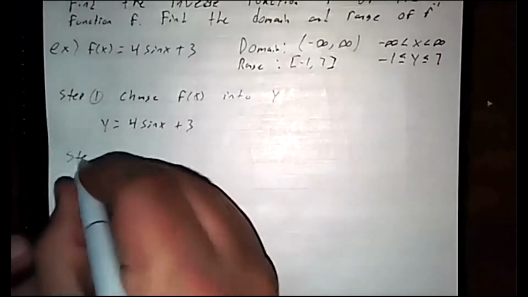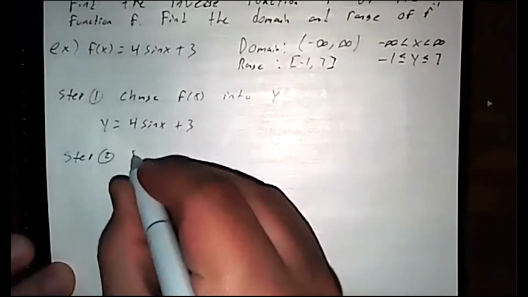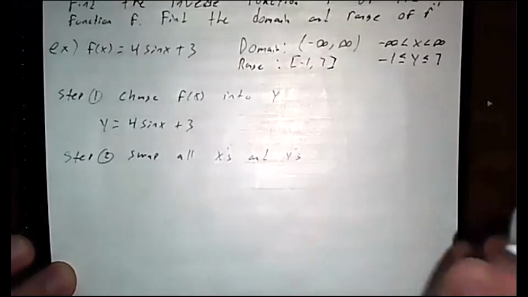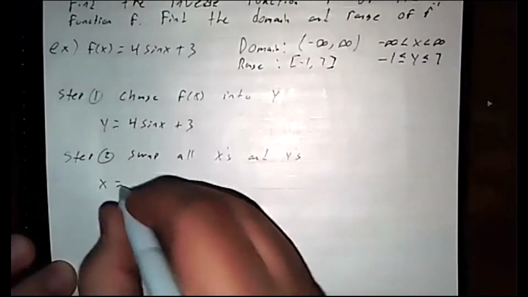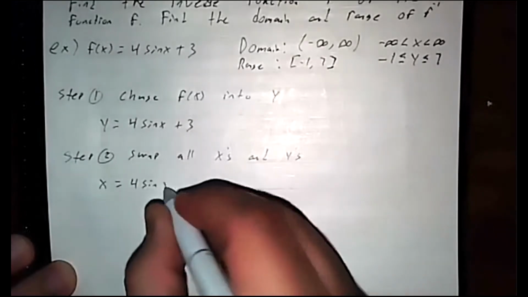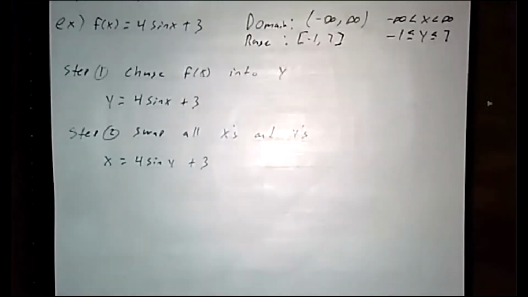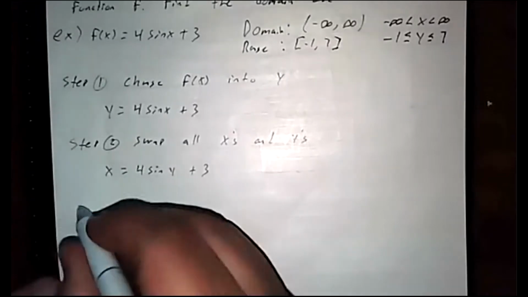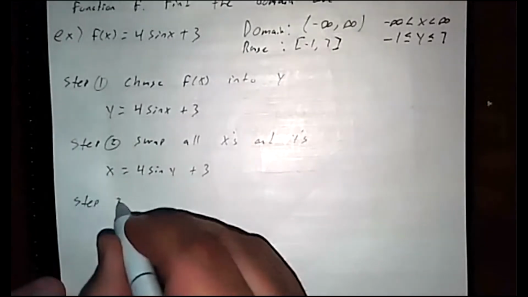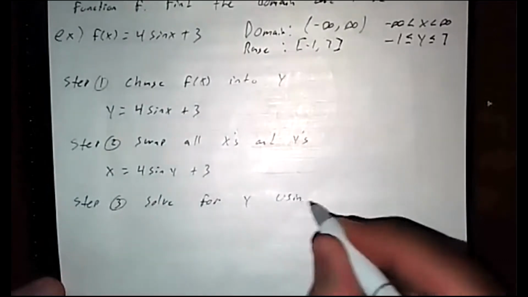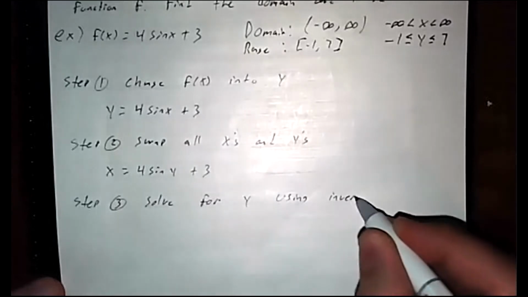Step 2, swap all x's and y's. So you get x equal to 4 sine y. Step 3, solve for y using inverse functions.